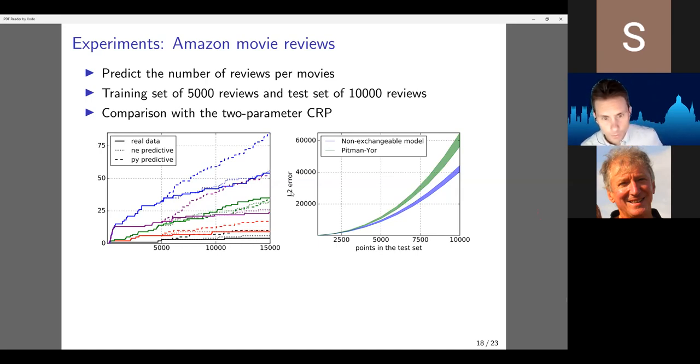This can be quantified in terms of the L2 error between the sizes of the clusters. I present here, for the number of points in the data set, the L2 error for the non-exchangeable model in blue and for the Pitman-Yor in green. And so obviously the error grows much faster for the Pitman-Yor.